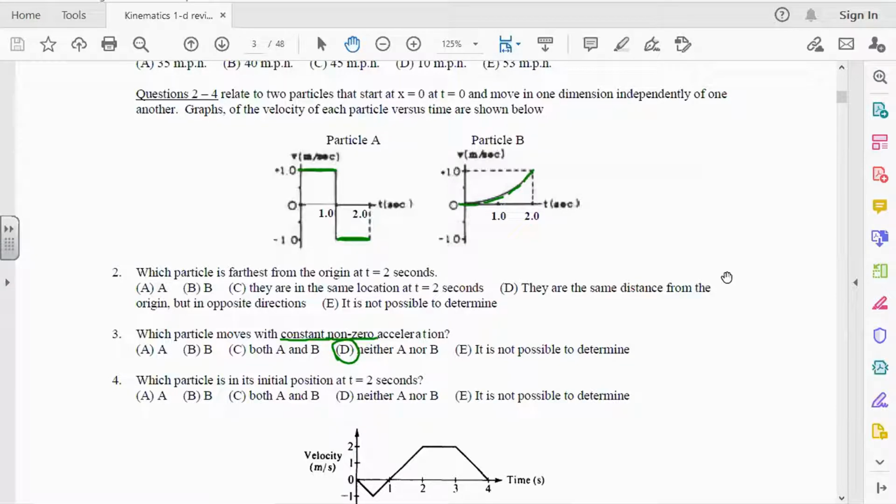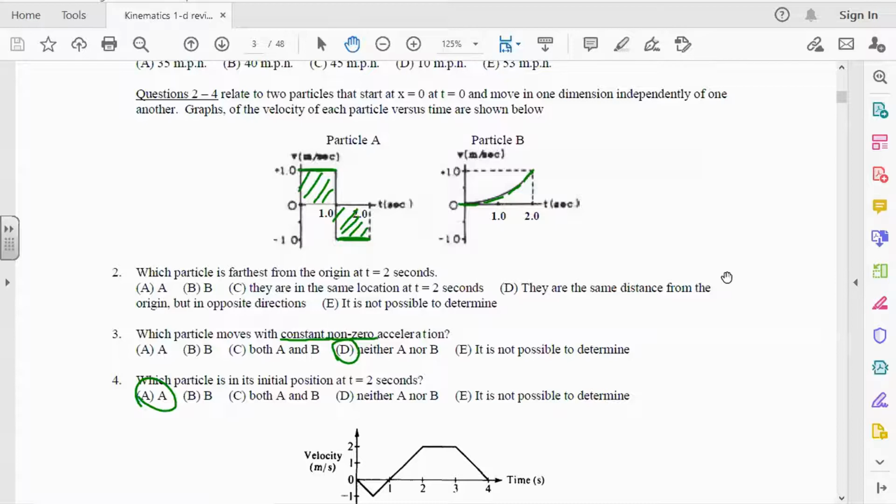Everybody's good with that? All right, so number 4, which particle is in its initial position at t equals 2 seconds? Well, we proved that with the previous number 2. That area is equal to that area. So a positive area equal to a negative area means that it's just turned around and come back, and it ends up back at its starting position. So particle A went 10 meters in the positive direction, turned around, came back 10 meters in the opposite direction. All right. Questions on any one of those 3 questions?